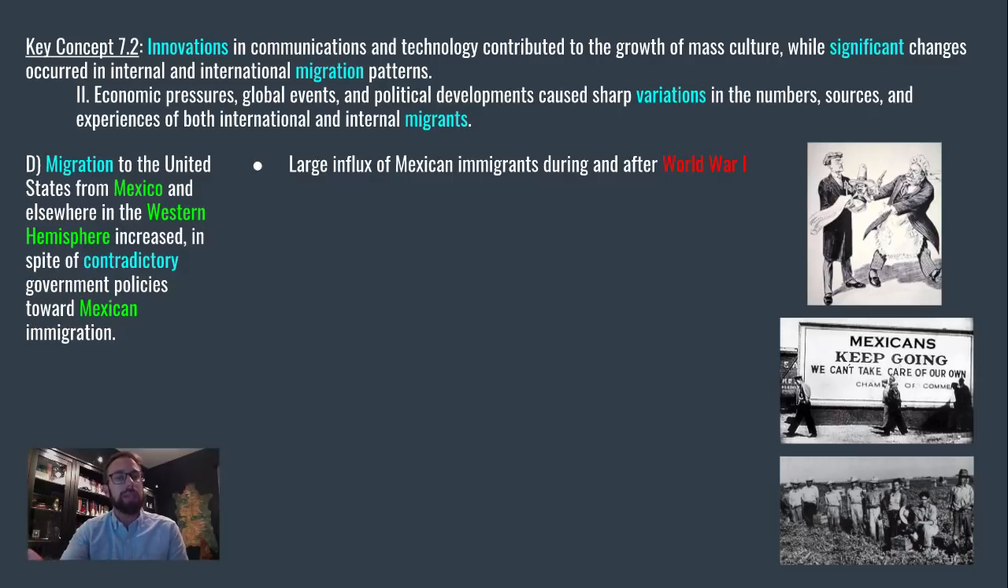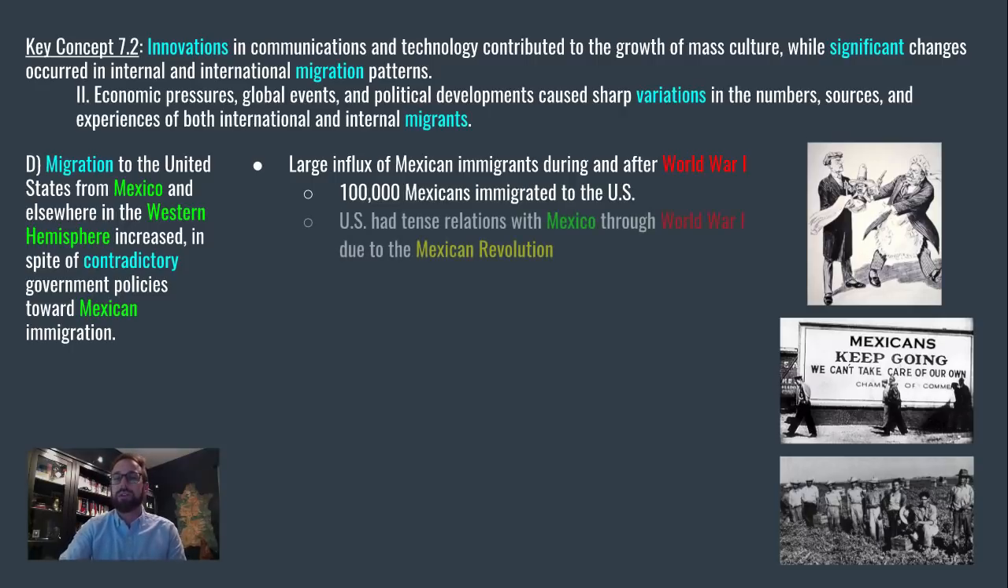Remember, it was European immigration, some Asian immigration, but mostly from Europe. It's around the World War I era when more people from Mexico start coming to the U.S. as immigrants. So around World War I, there's about 100,000 Mexicans immigrating to the U.S., and the context you have to understand this in is that we had a tense relationship with Mexico during this time period.